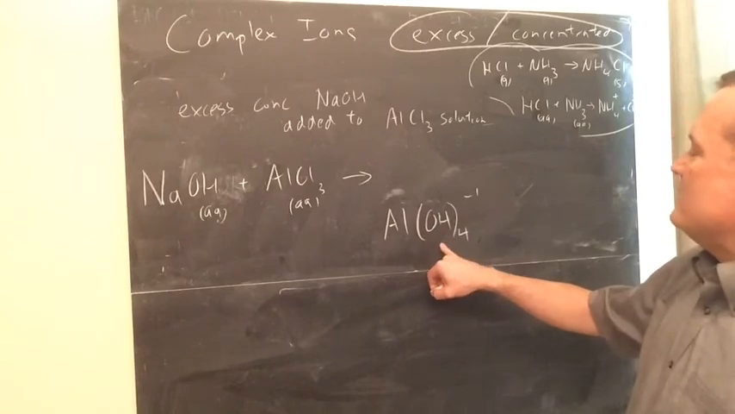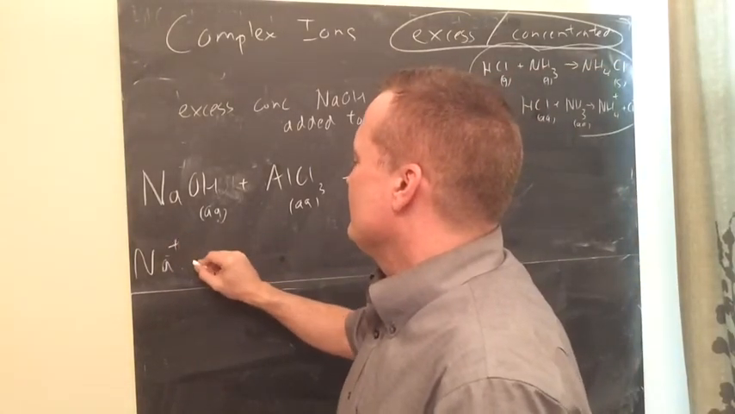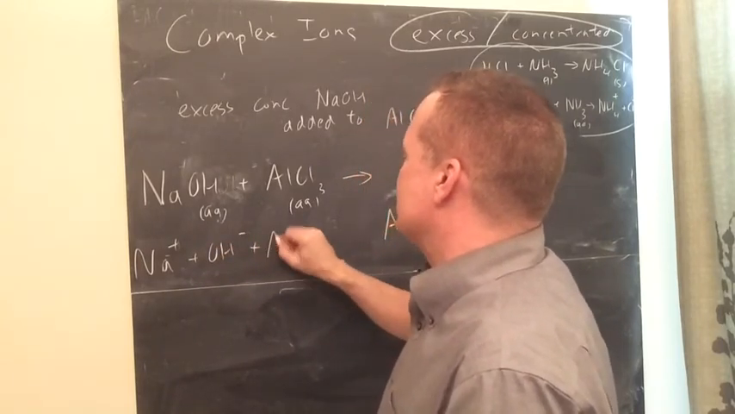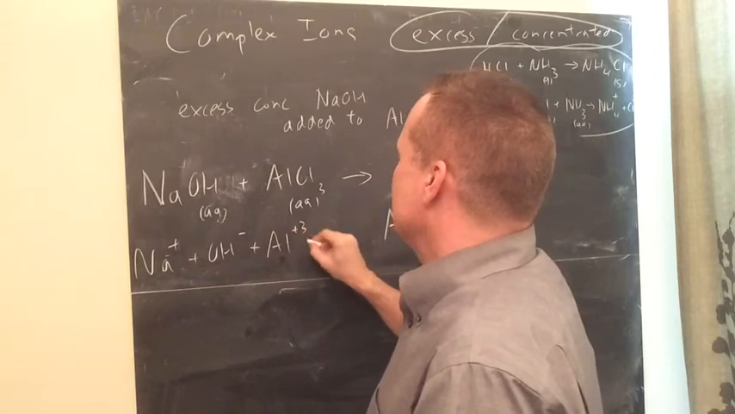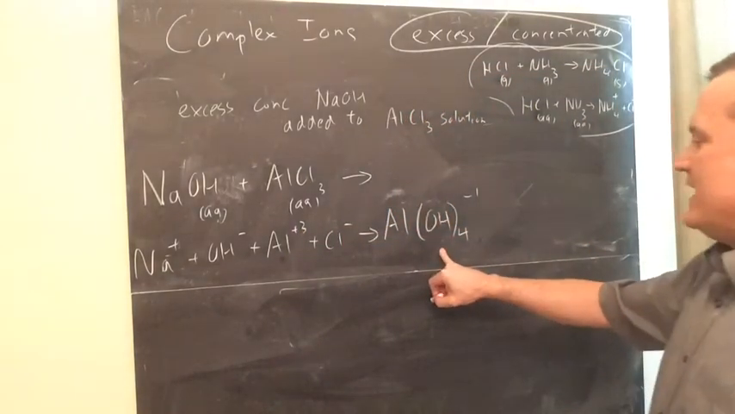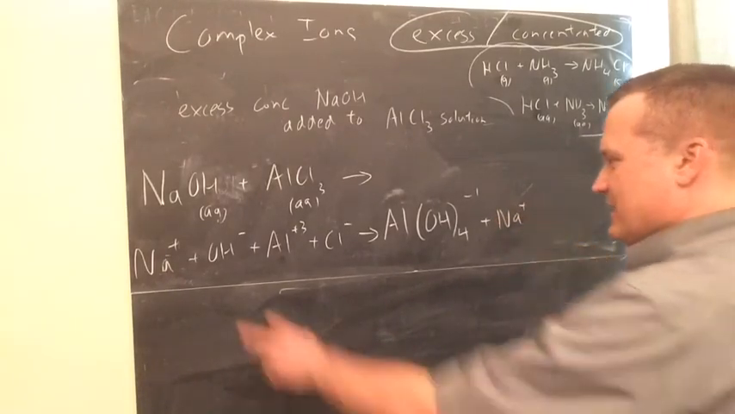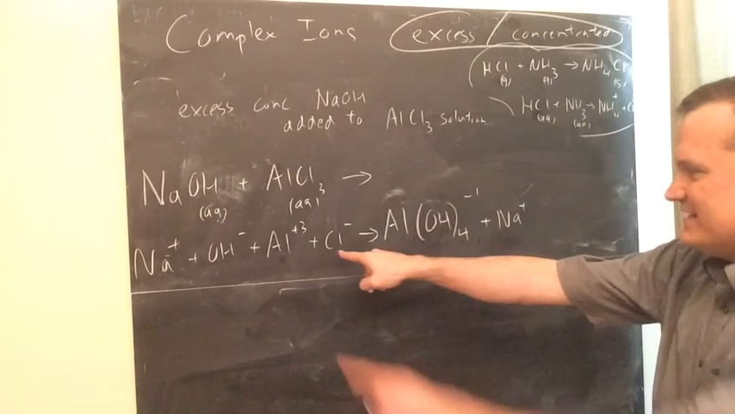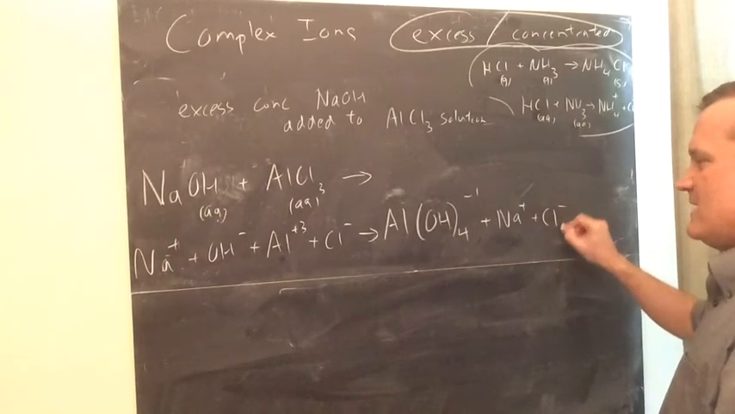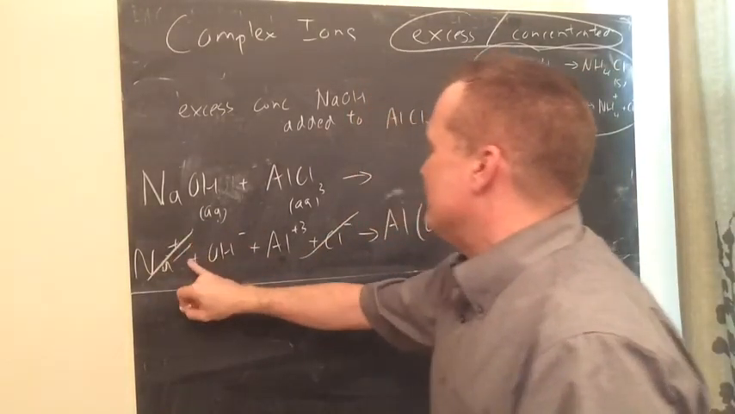So now for this one, what you're going to get is sodium plus OH negative, because those are aqueous, they're going to dissociate. Aluminum plus 3 Cl negative. Okay, now you get the ion, and then what's going to be left over? The sodium, nothing happened to it. There's nothing here that's going to precipitate. NaCl is not going to precipitate. Na plus, Cl minus, and so the Cl and the Na go away. So it's going to be aluminum.